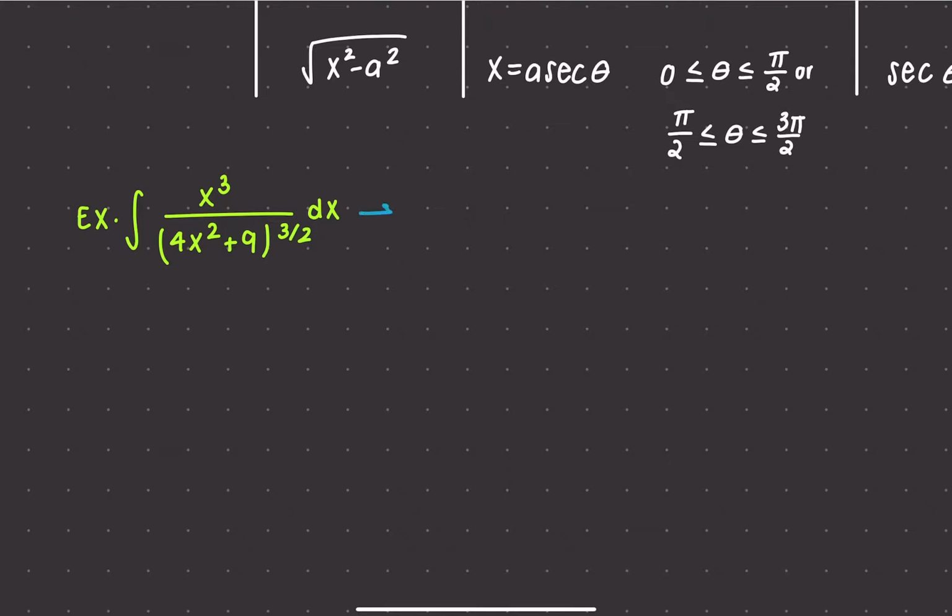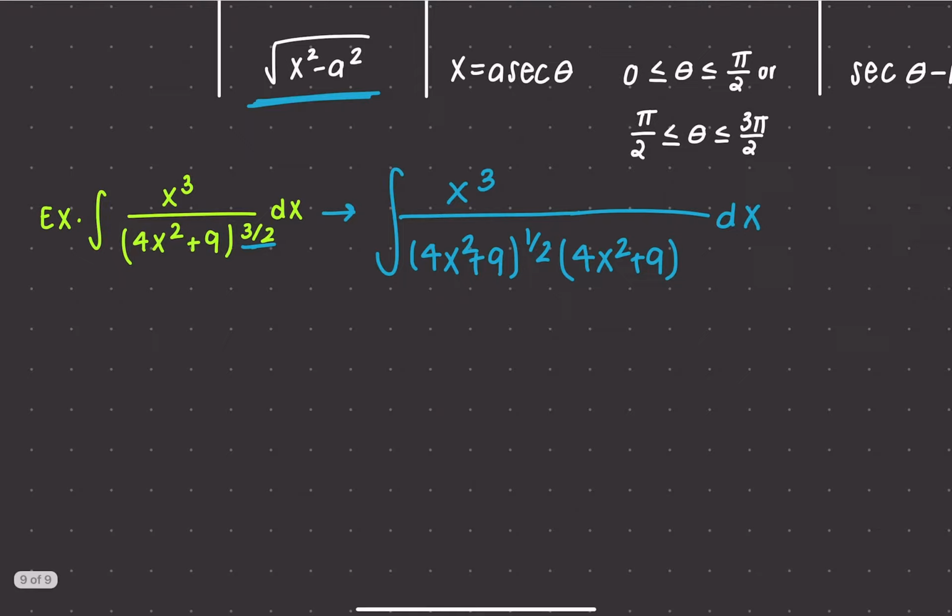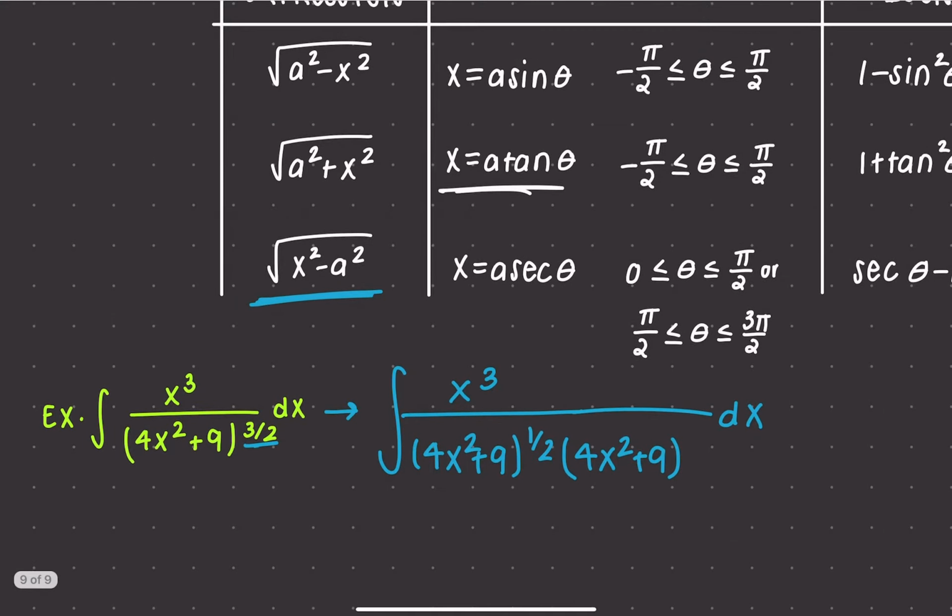So the first thing we want to do is rewrite it so that we have a factor of a square root, instead of the power of 3 divided by 2. So the way we're going to write it is the integral of x cubed times (4x squared plus 9) to the 1/2, which is our square root, times whatever is remaining. So that's going to be (4x squared plus 9) to the 1, which we don't have to write. So dx.